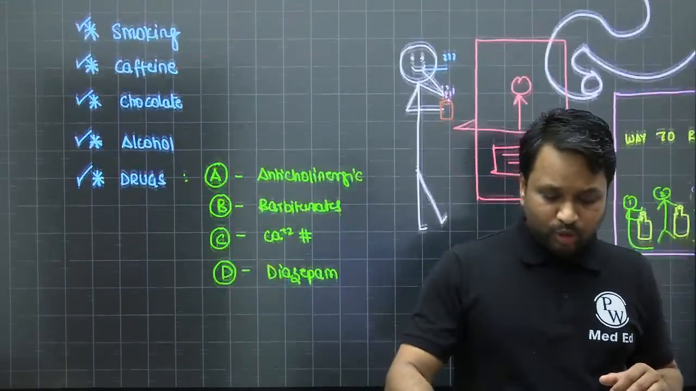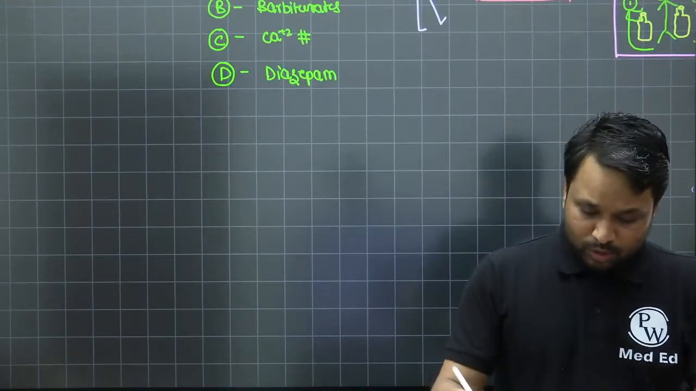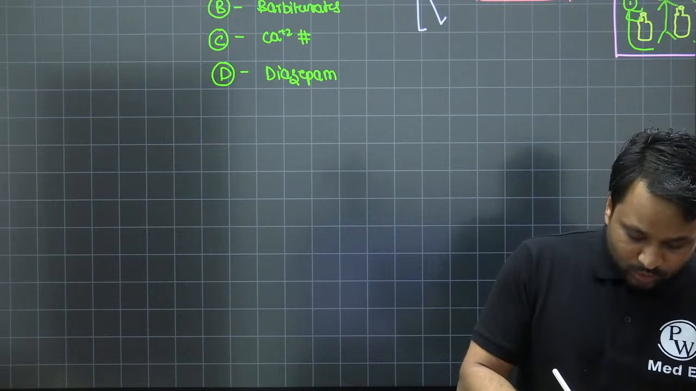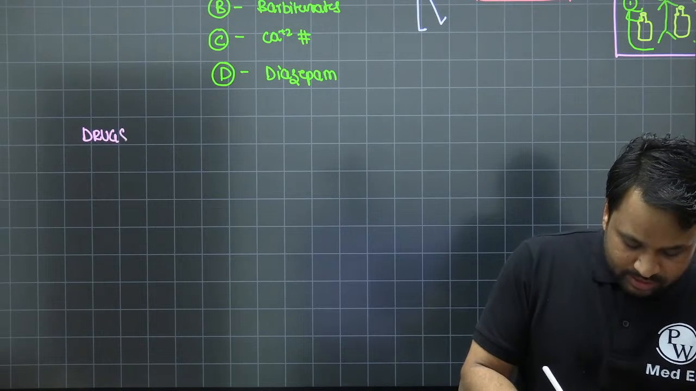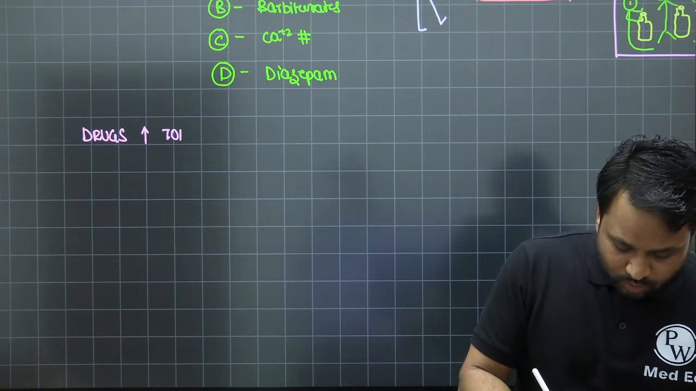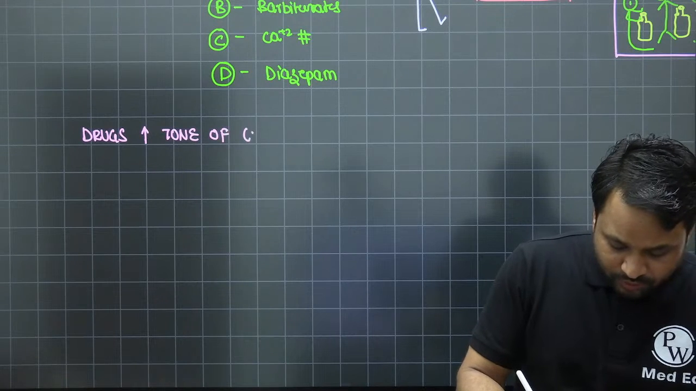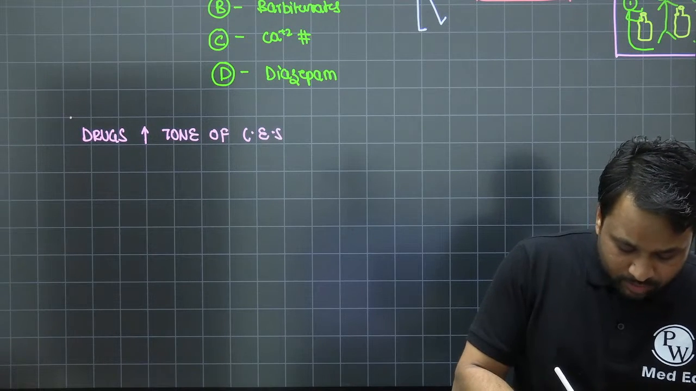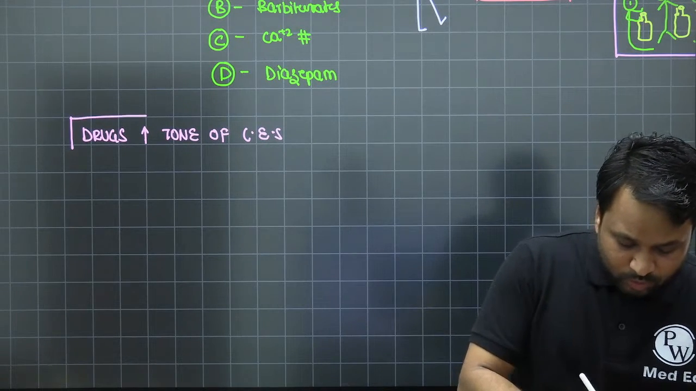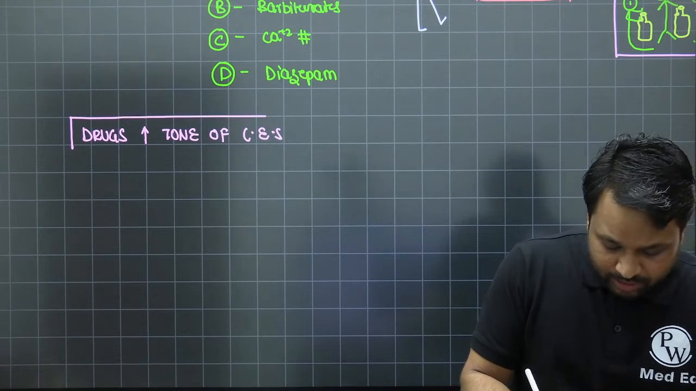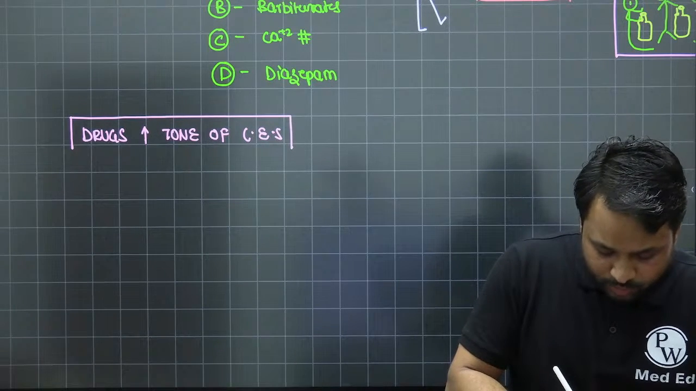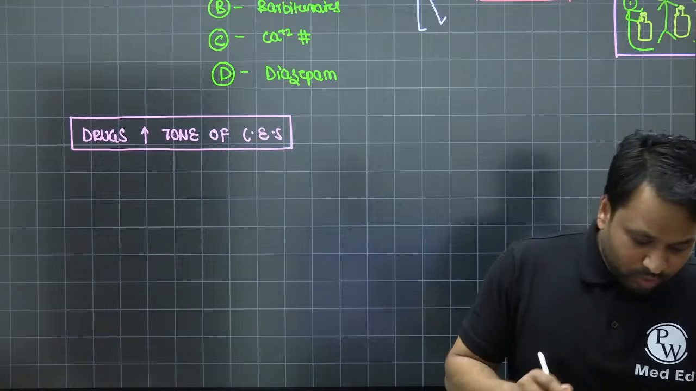Now, because we have spoken about drugs that decrease the tone of LES, I also want you to know the drugs that increase the tone of the lower esophageal sphincter. Now why am I telling you this? Common sense: you already know that the tone of the LES is decreased. If you want to increase it, which drugs would you give? Which drugs would you prefer giving to increase the tone of LES?